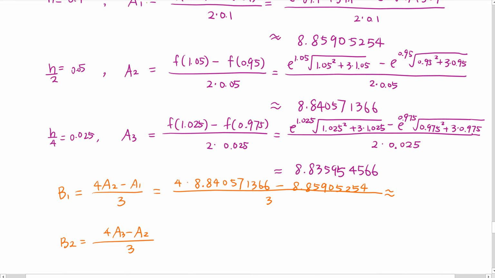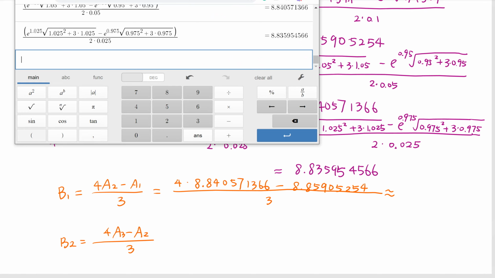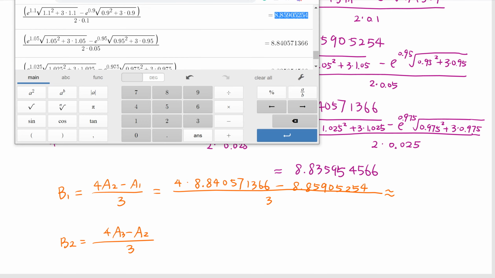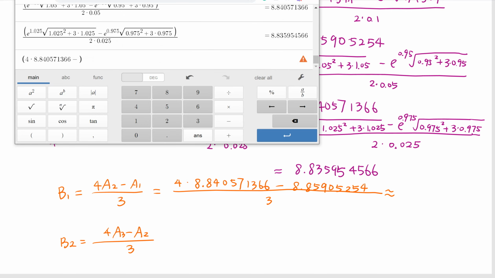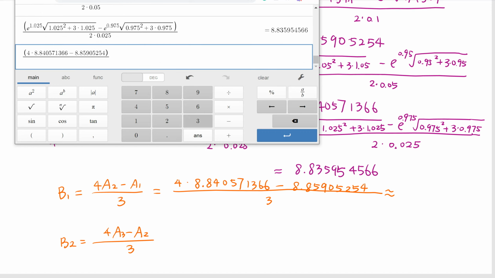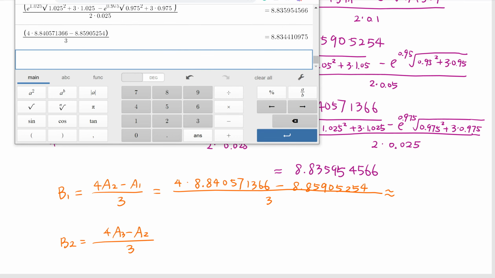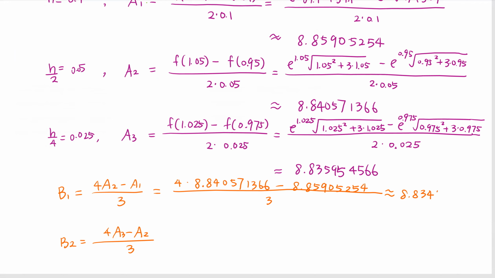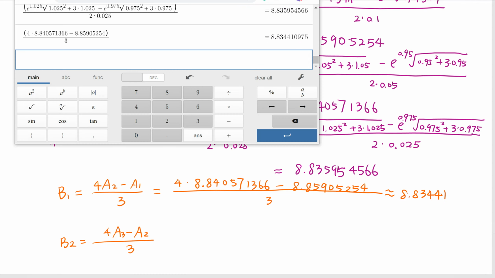Okay, calculator. So parentheses 4 times, okay, which number? 8.84. So this number we copy down here, and then minus, go up, copy this number here, divided by 3. Okay, 8.83441. And then what's next? 0975.